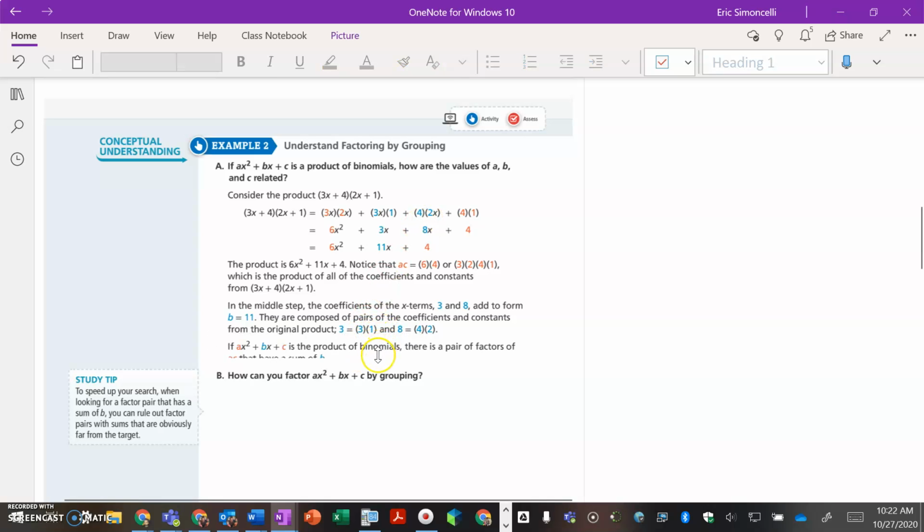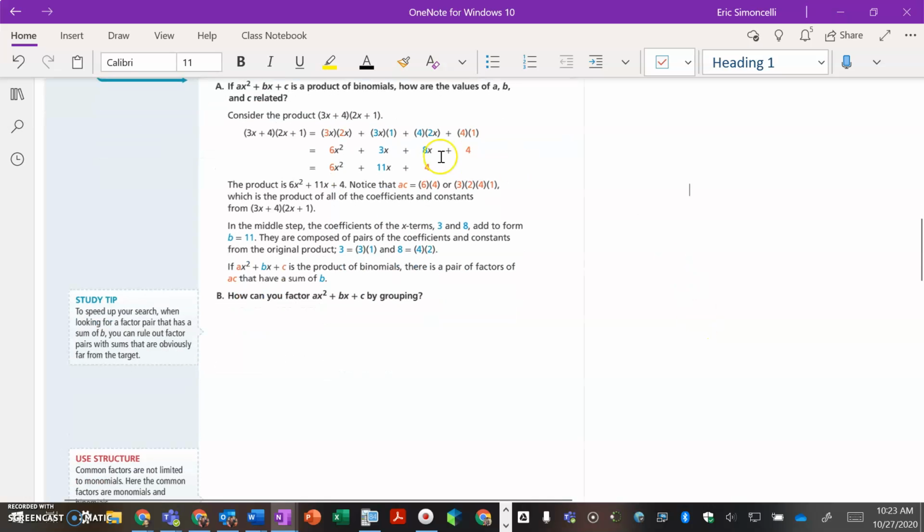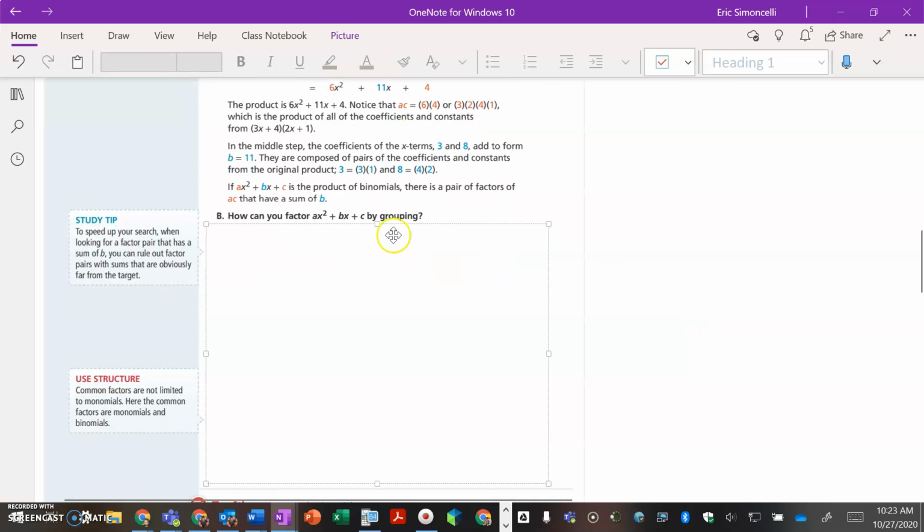In proceeding, if ax squared plus bx plus c is the product of binomials, there is a pair of factors of a times c that have a sum of b. So we're going to go ahead and continue this idea where, again, we do know how to factor, yielding our sum and our product, looking at our prior tables. But we're going to continue with this approach wherein we see really the grouping about to take shape. So let's take a look.